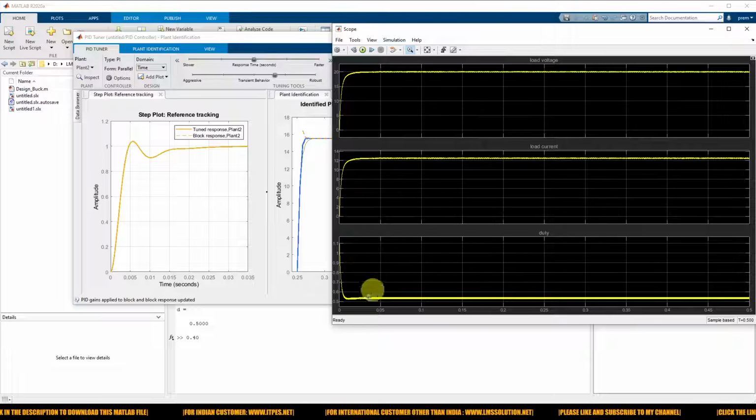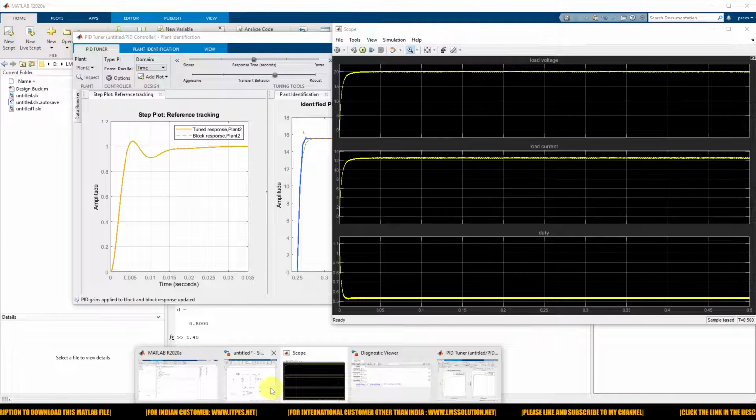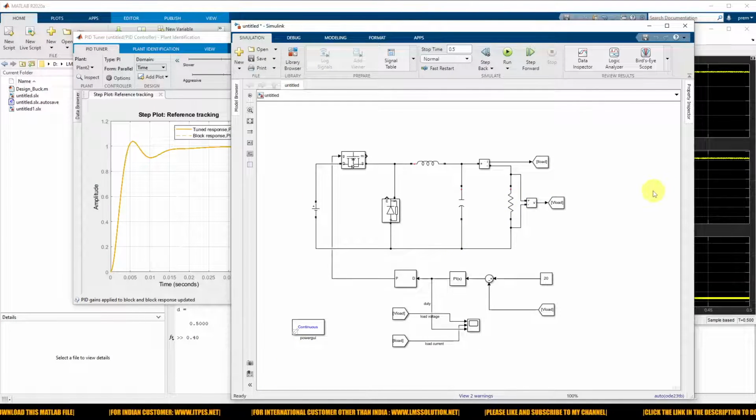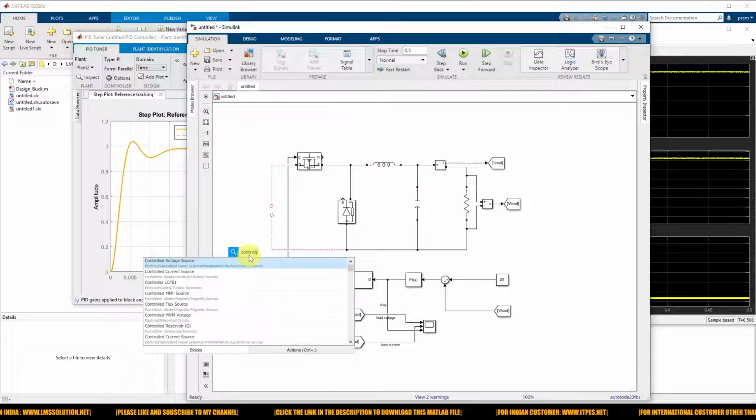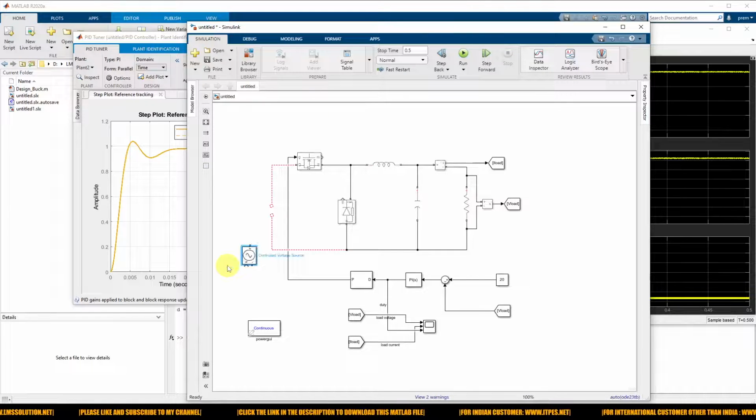So this is the tuning of the PID controller for the DC-DC buck converter. Next we need to check the model with a certain load change as well as input variation. First I'm going for the input variation. For that, I'm going to delete this one, and I'm going to use a controlled voltage source.